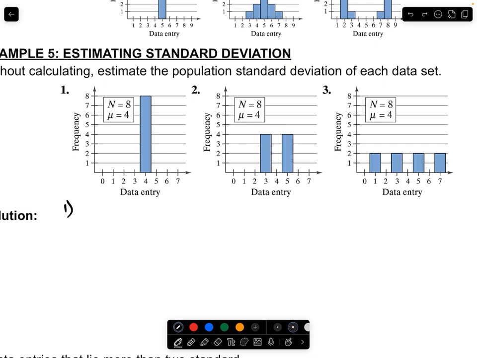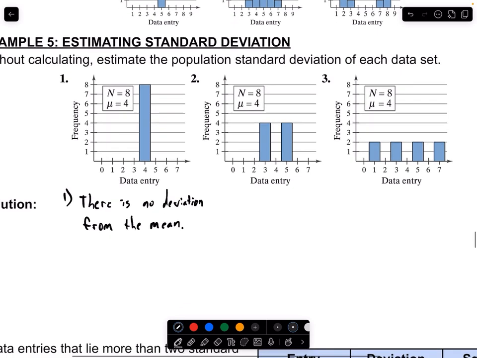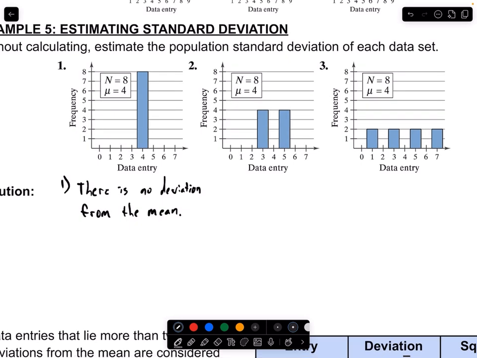So since each of the entries is 8, there is no deviation from the mean. All right, everything is at that mean of 4. So we could say here is that since there's no deviation from the mean, our standard deviation would be equal to 0 because it's not going anywhere. There's nothing moving left, there's nothing on the right. All the data entries are at the same point.